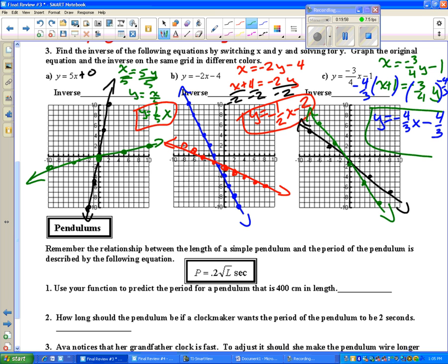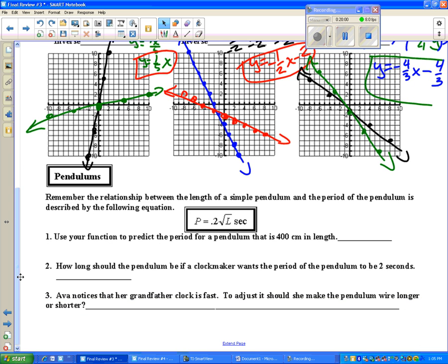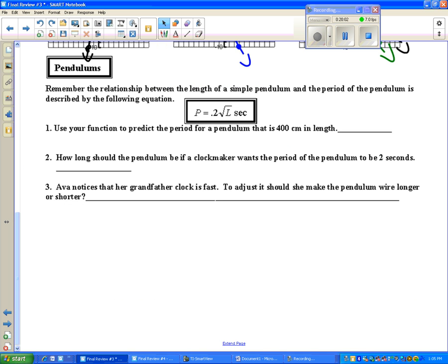All right. Pendulum problems. I give you the equation. Remember, the relationship between the length of a simple pendulum and the period of the pendulum is described by the following. Use the function to predict the period of the pendulum that is 400 centimeters long. So that means P is equal to 0.2 times the square root of 400. That's my length.